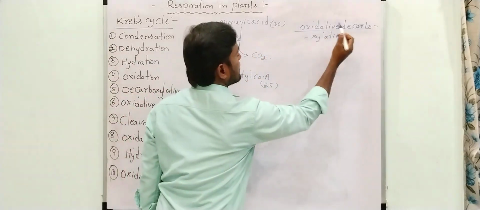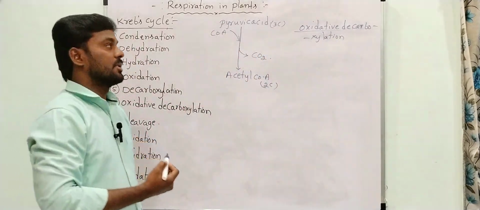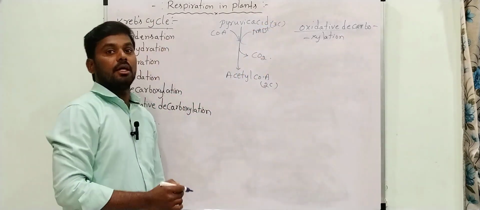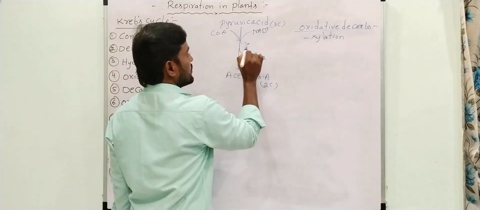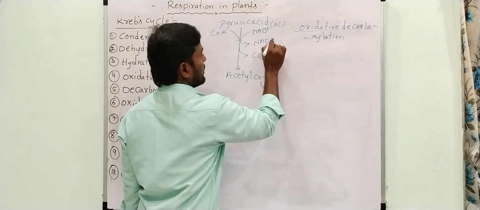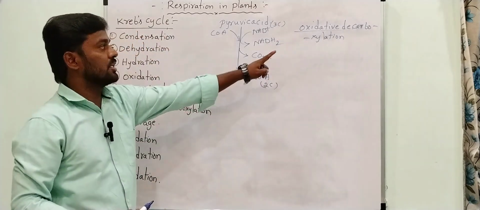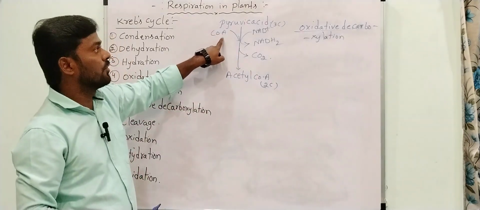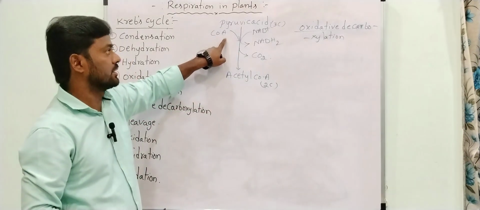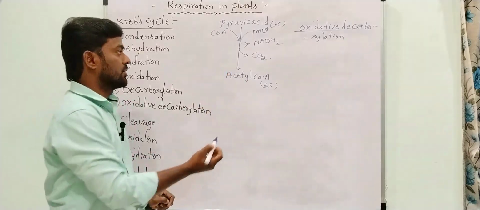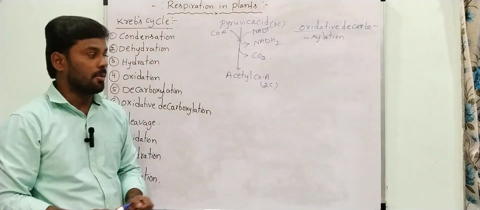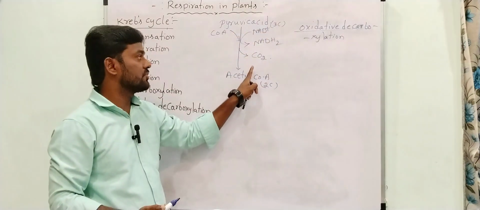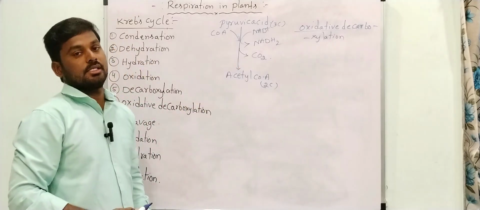Oxidative means that a redox reaction takes place: NAD, nicotinamide adenine dinucleotide, gets reduced to NADH2. Decarboxylation means one carbon is lost in the form of carbon dioxide, and coenzyme A, the intermediate factor, is added to form acetyl coenzyme A. So it is a 2 carbon compound, while pyruvic acid is a 3 carbon compound.